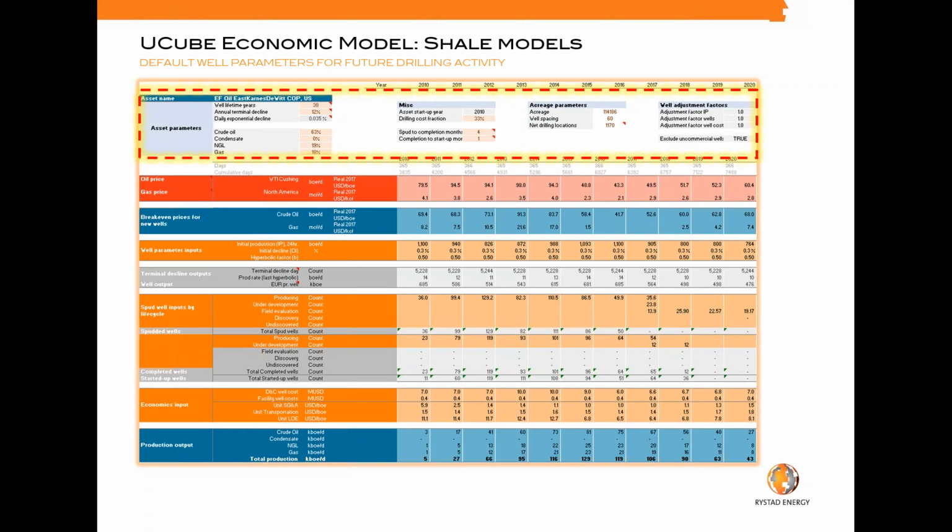Moving on to the right, it's also possible to experiment with your spud to completion time and completion to startup time. If you, for example, are assuming that there's going to be a larger amount of drilled but uncompleted wells in a particular year or over a particular period. And finally, you can customize the acreage position for a particular asset along with well spacing. So this is your average number of acres per well. And these two factors together will determine the number of drilling locations, net drilling locations to that asset.